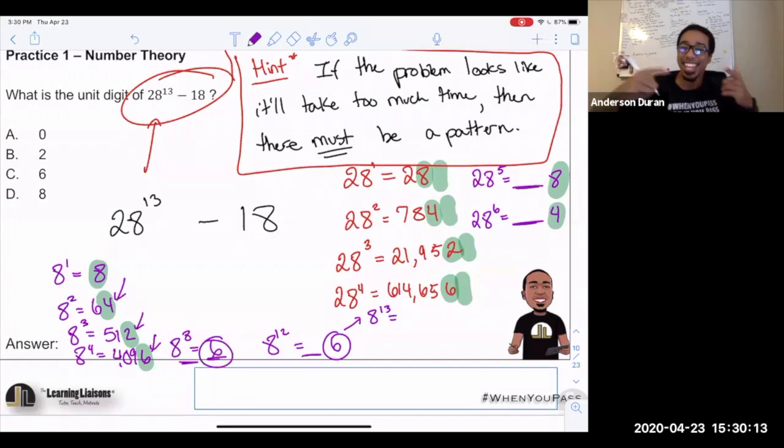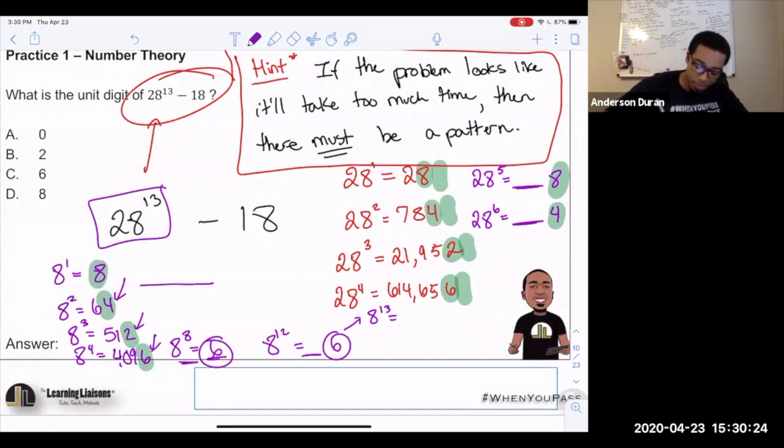Exactly, guys. Look at that. Yup. Now we're starting to pick up on this, right? It's a pattern. So boom. So we know that the unit digit of this massive number, it's gonna be some massive number with 8 at the end, and we're gonna subtract 18.